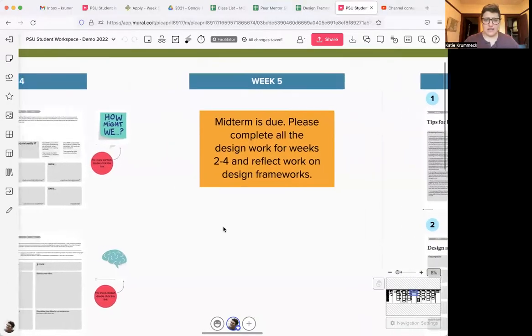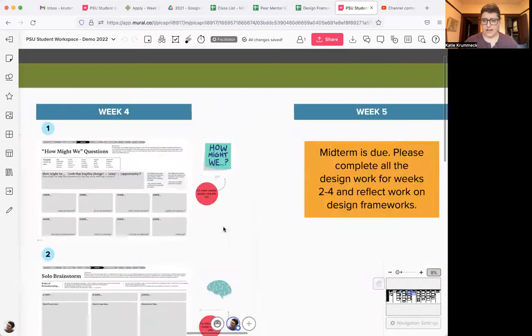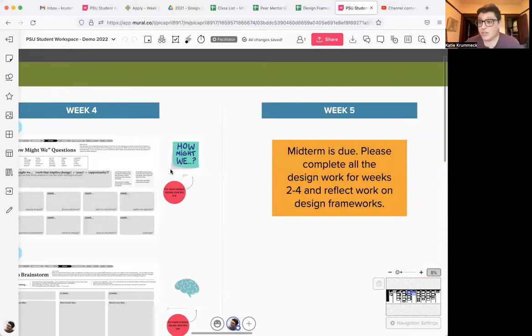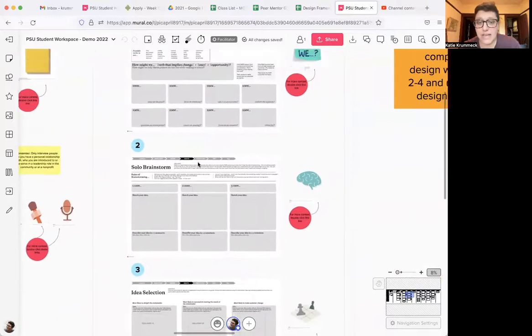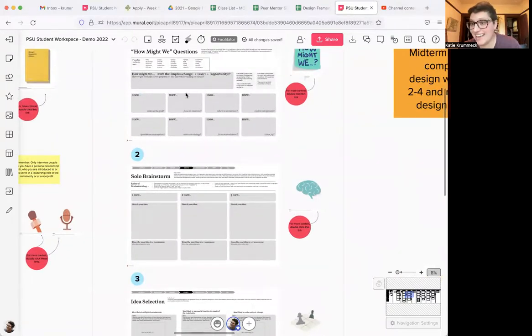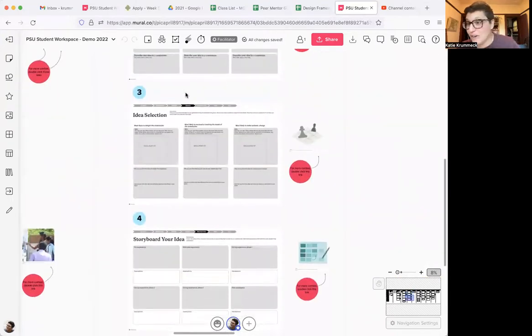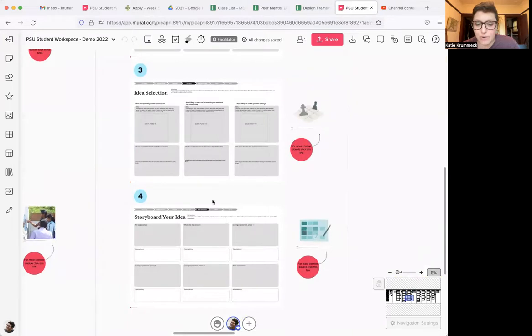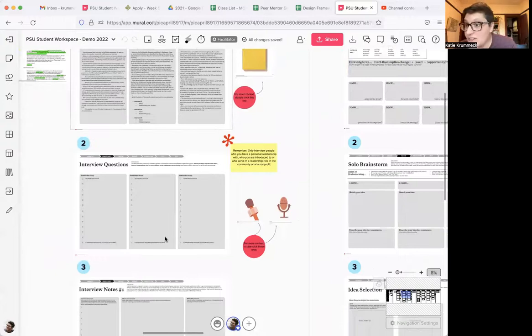So as you can see, we've got weeks 2, 3, 4, and then week 5. And where you should be at the end of week 4 is that you have brainstormed a solution based on the problem that you identified and the how might we question that you framed. You should select a solution that you feel most excited about, and then you storyboard or break down the idea and what it would look like in real life. So that's week 4.